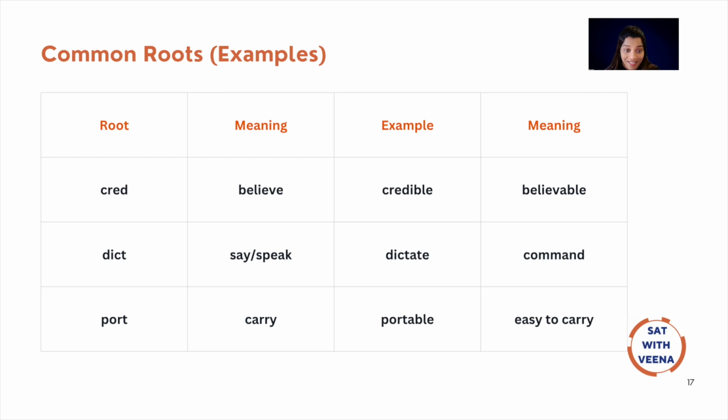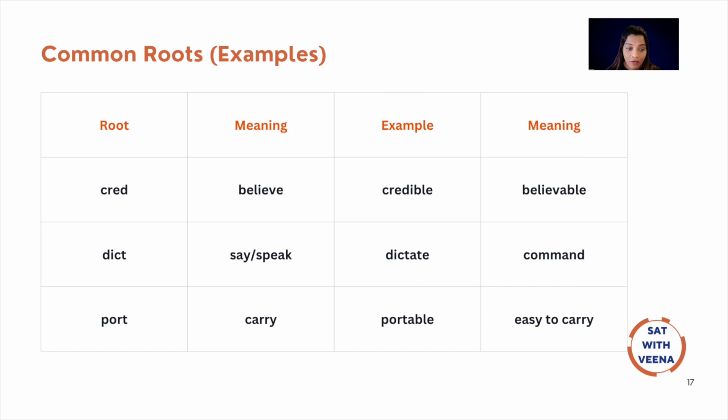Next root, dict, meaning say or speak. The slide shows dictate, meaning to command, which comes from speaking with authority. Other SAT words include predict, to say before something happens, contradict, to speak against someone's point, and verdict, literally true saying or judgment.